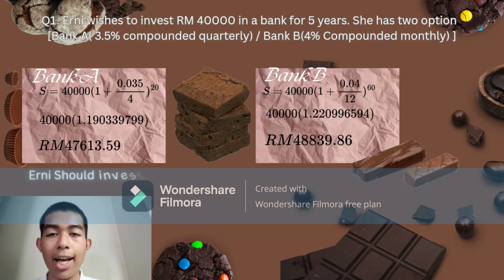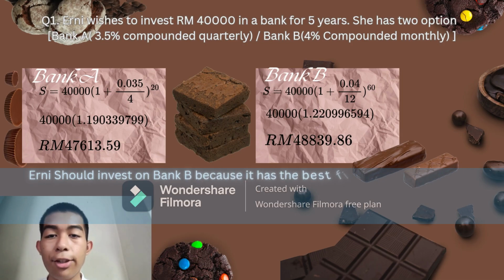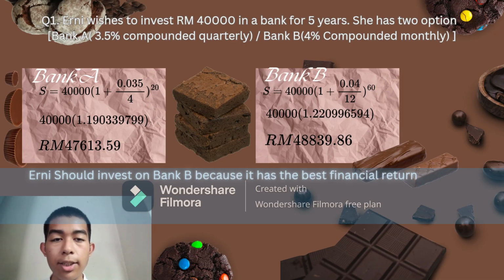Today I will explain briefly the answer for question 1. Ernie wishes to invest 40,000 ringgit in a bank for 5 years. She has the option whether to invest in Bank A or Bank B with a different interest rate. So which one should she choose?